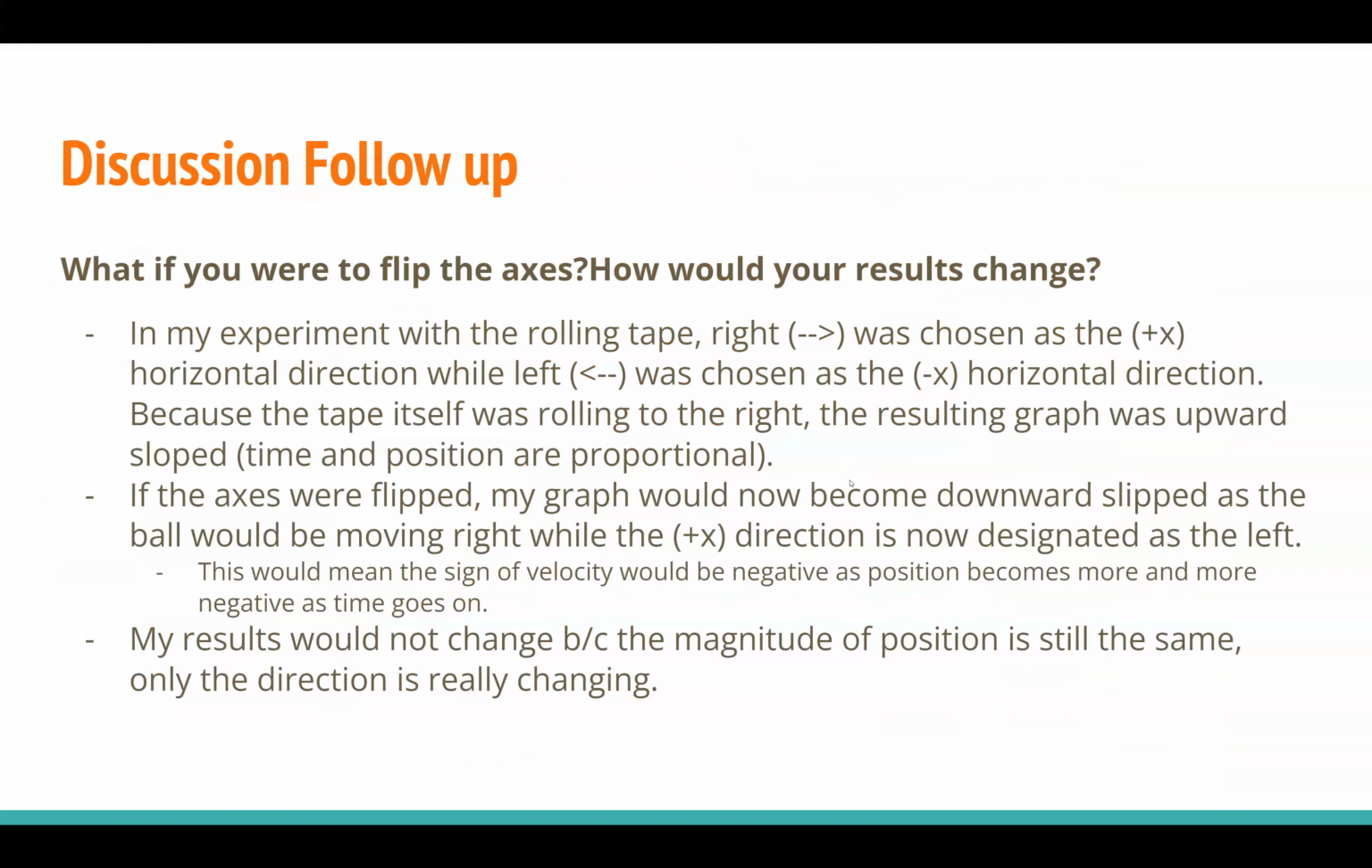Discussion follow-up questions. What if you were to flip the axes? How would your results change? Basically, rolling the tape to the right made the time and the position proportional, whereas if you were to flip it, they would be negatively correlated. However, the overall results would not change from this lab because the magnitudes of the velocities would still be the same. It would just be the direction that changes.